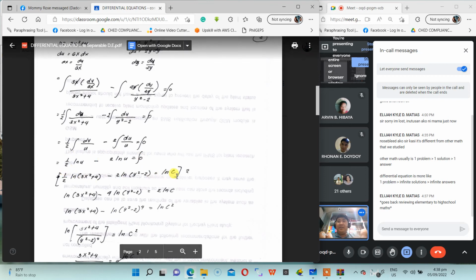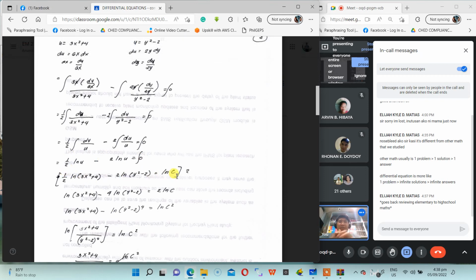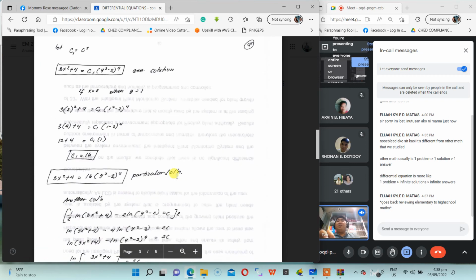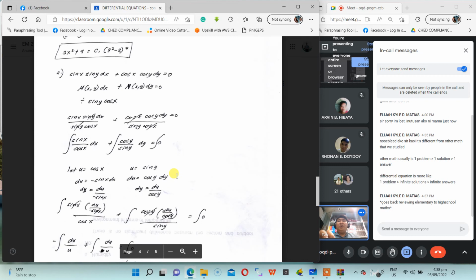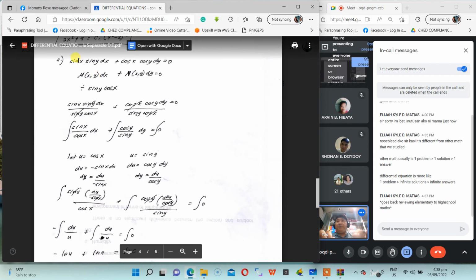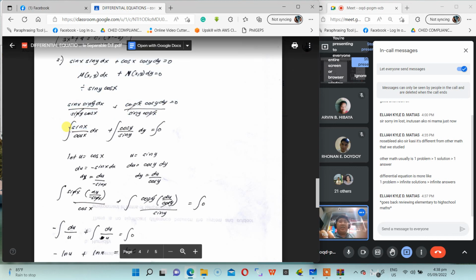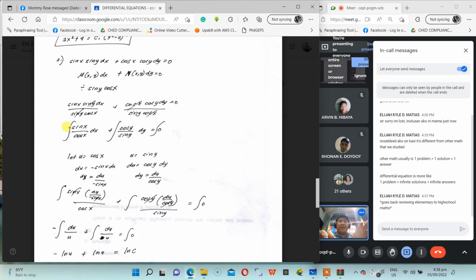Simplifying it is your algebra. Okay? Going down, that is your algebra topic. Okay. So question number two, from this line until this line, that is differential equation. After that, that is integral calculus, identity for the trigonometry, and algebra.